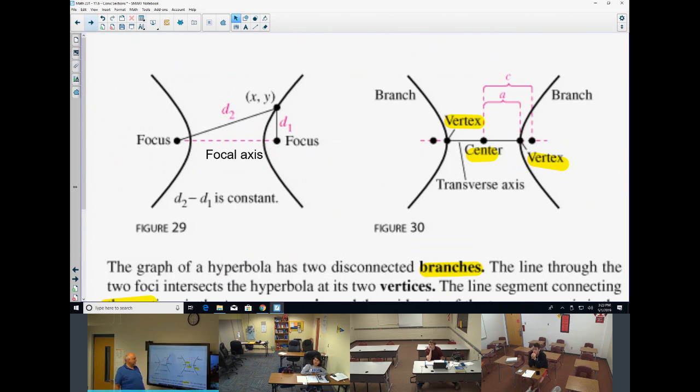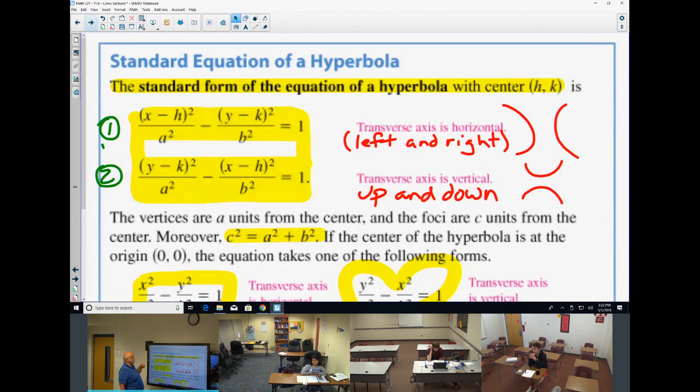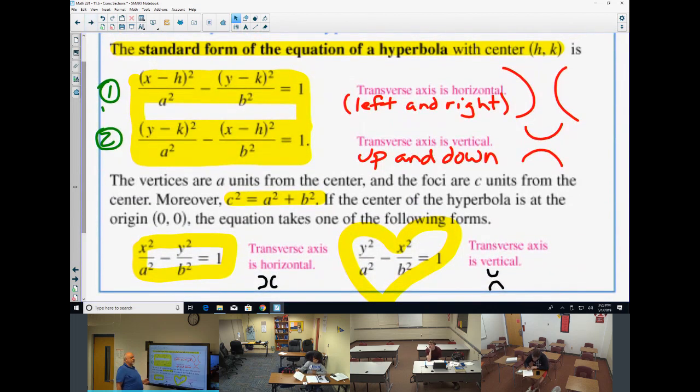Okay? Now, you still have a center, you still have the vertices, and you still have foci. So let's look at the standard forms. Again, these are going to look very similar to the equations for the ellipse. Okay? The big difference is the minus in the middle.